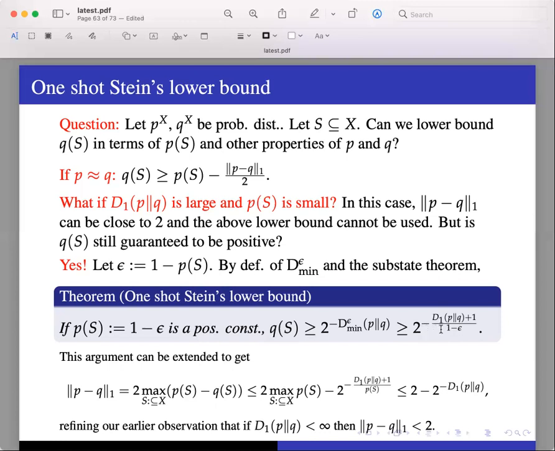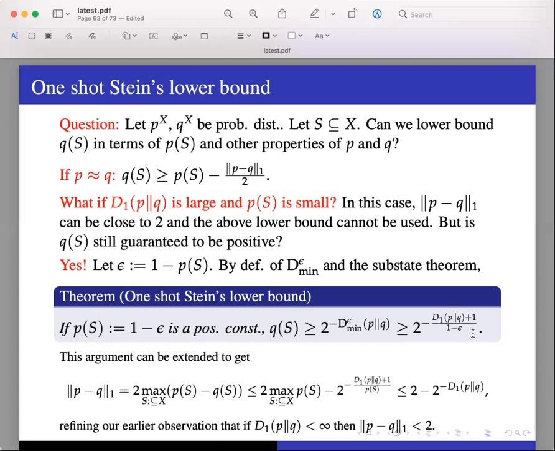Normally, with Sanov's theorem or Stein, you will see the asymptotic, ideal limit of this, but that's fine. You just take n copies of P, n copies of Q, and look at the D1 of that, which is n times the D1 of one copy. So that will give 2 to the minus n times the D1 of one copy, which is the familiar expression you would have seen.